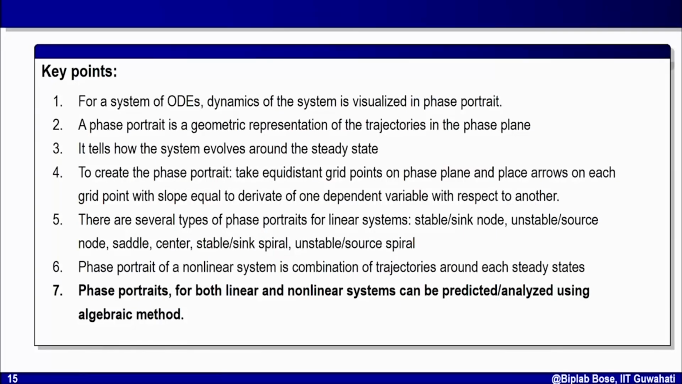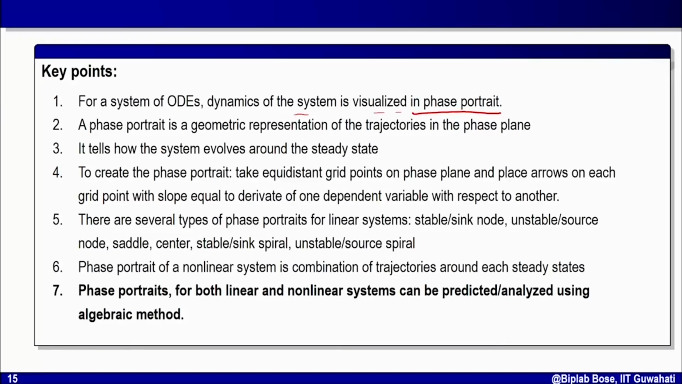So let us come down to the key points that we have discussed today. For a system of ODE, the dynamic of the system is visualized by the phase portrait. For a single ODE, you can draw the direction field, but for a system of ODE where you have more than one ODE, you draw a phase portrait. You choose any two dependent variables and draw the phase portrait. A phase portrait is nothing but a geometric representation of the trajectories in the phase plane. So as you are representing the trajectory, the phase portrait tells me how the system evolves around the steady state.